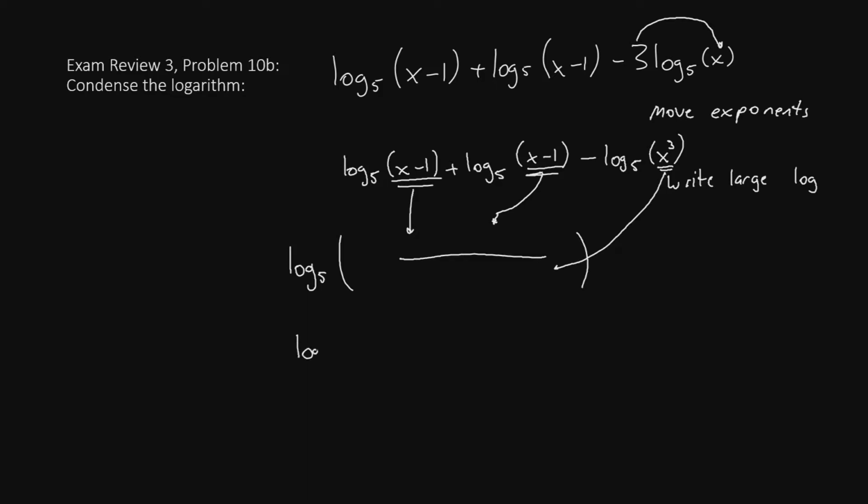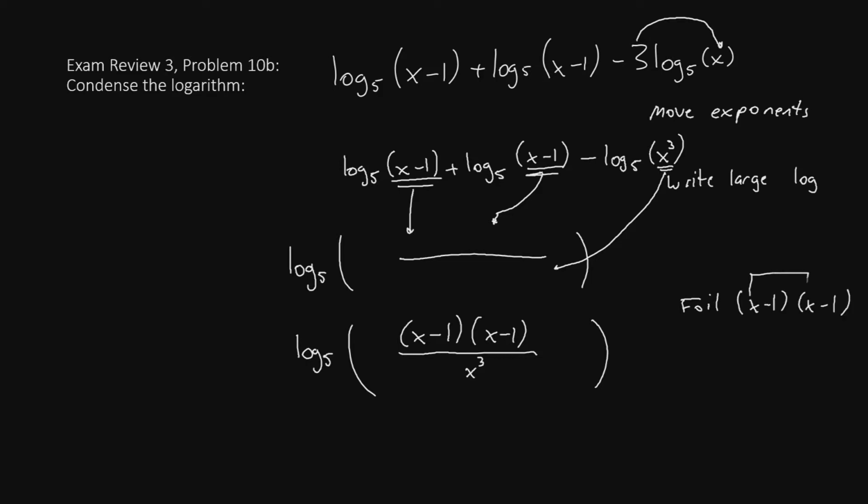So we'll have log base 5 of a fraction. On the top, we have x minus 1 times x minus 1. On the bottom, we have x to the 3rd. We could go a little bit further and FOIL the x minus 1 times x minus 1.